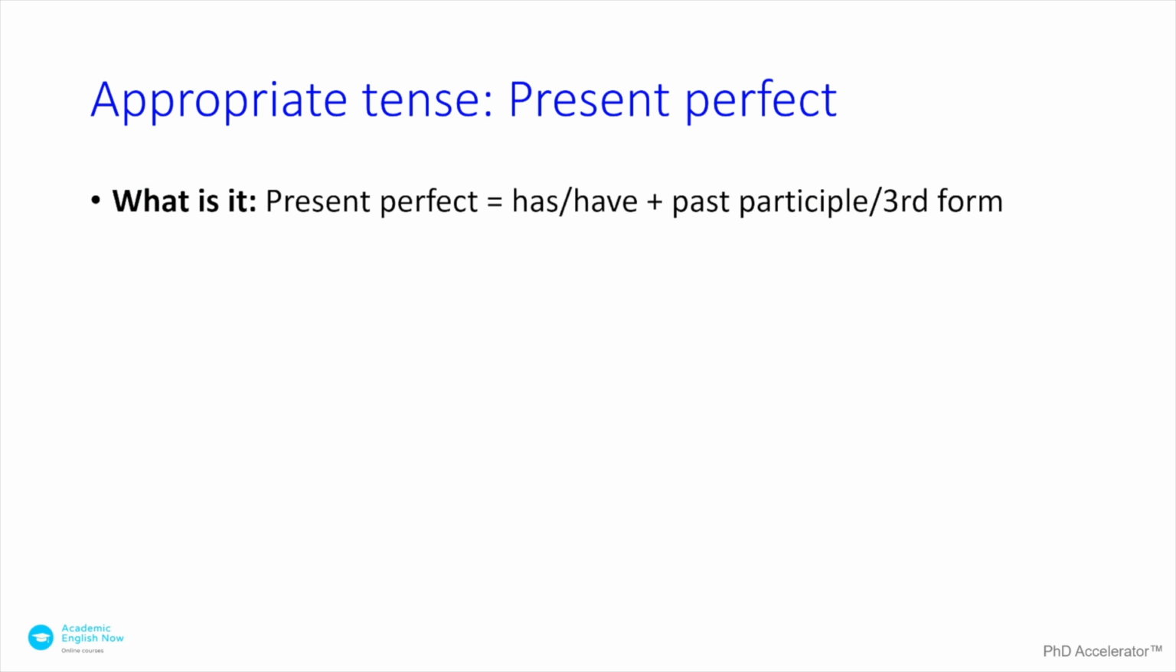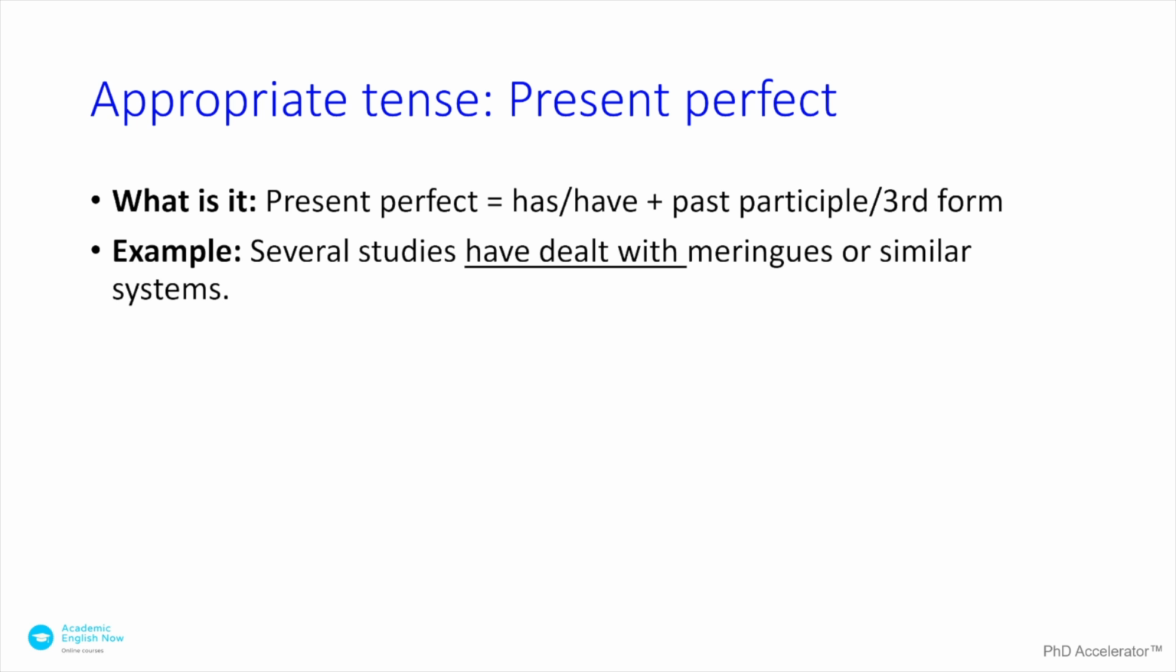First of all, what is present perfect? Present perfect is basically built of either has or have. So if you have the third person singular, like he, she, or it, it's has, and then everything else is have. And then the past participle, or the third form of the verb, right? So if you have a verb like study, then it's studied, right, in the past participle. Example: several studies have dealt with meringues, or similar systems, right?